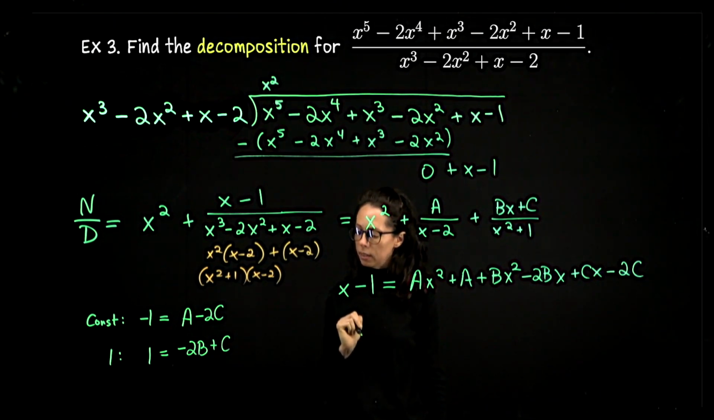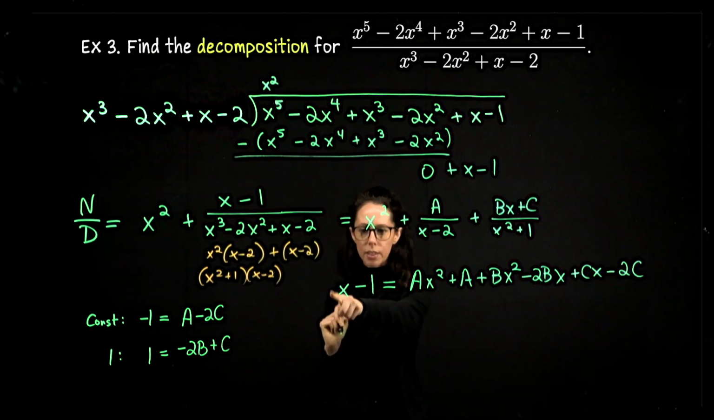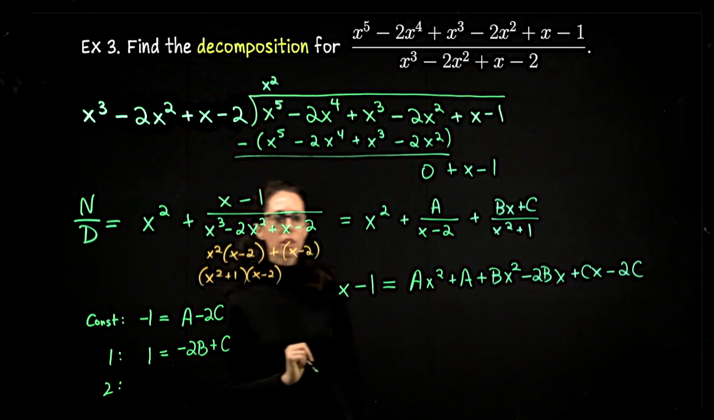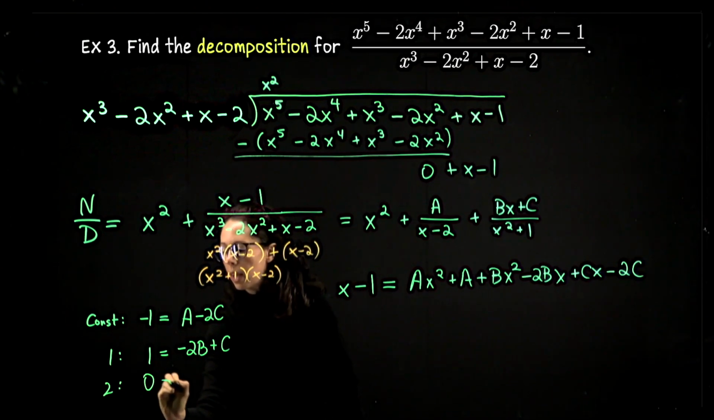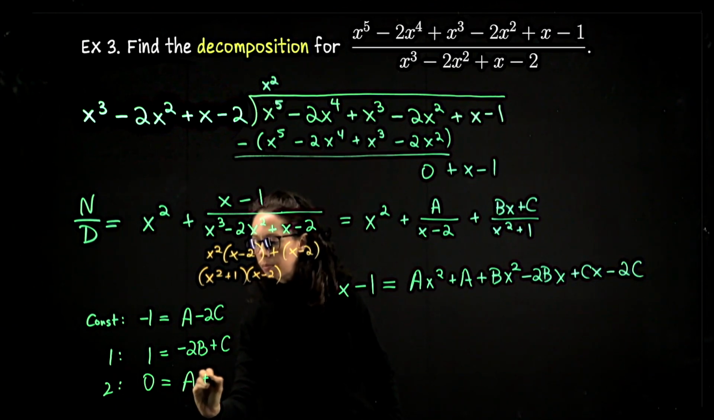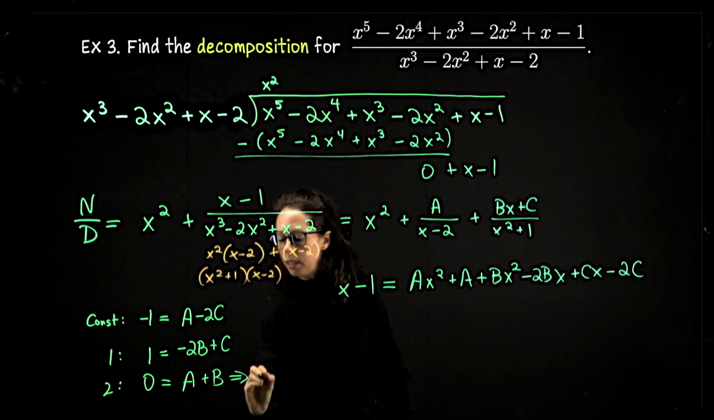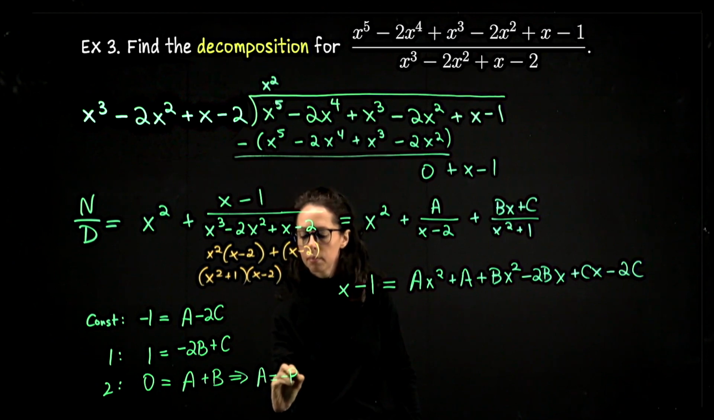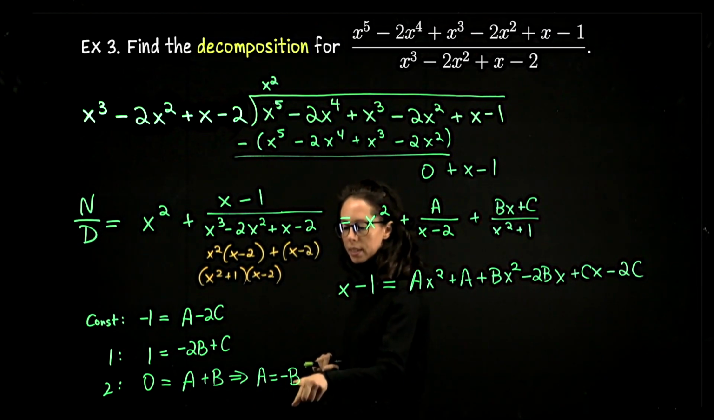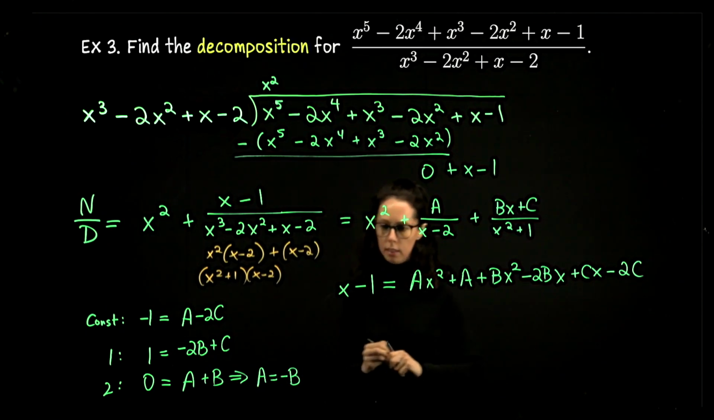And then on the left, we have 0x squared. So this is like 0x squared. So for a quadratic equation, it's going to be 0 on the left, and then a plus b on the right. That tells me a equals negative b. What I will do is replace negative b with a.